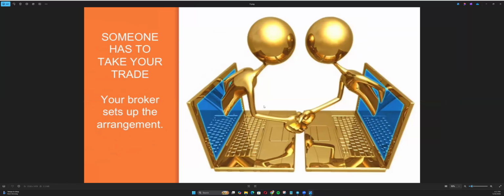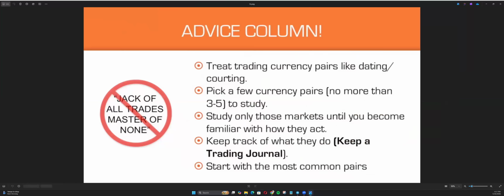Next we have, so now this is where the broker plays a role. You say your broker sets up the arrangement, someone has to take your trade. So the broker is who links you up to the trades.